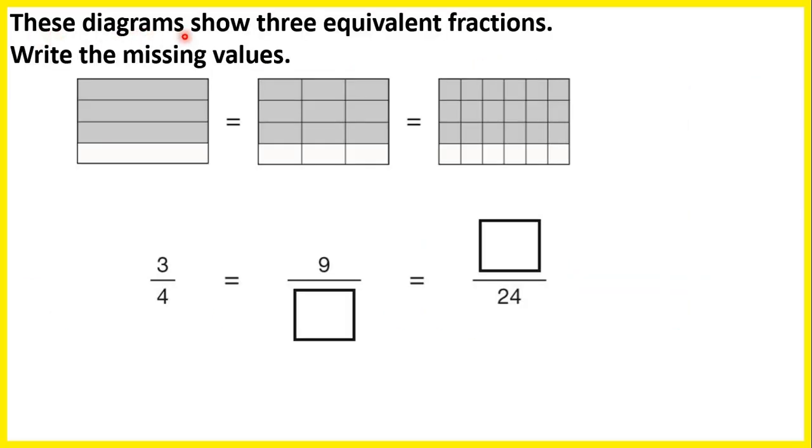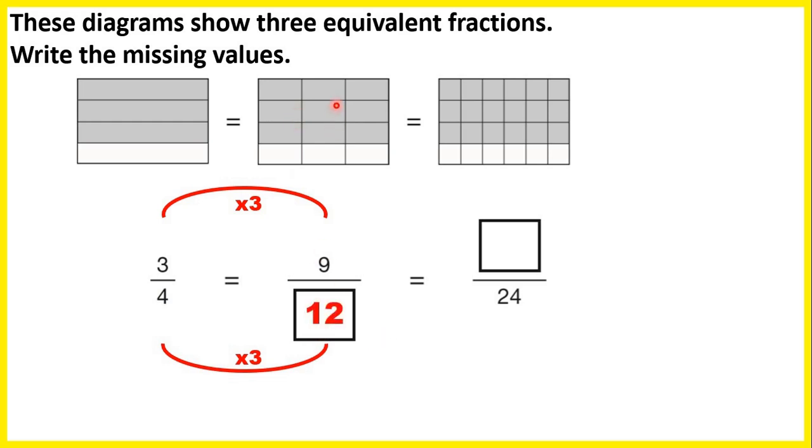These diagrams show 3 equivalent fractions. Write the missing values. Well, we could work this out even if we didn't have the diagrams, because we know that we can use multiplication to find equivalent fractions. So first, we need an equivalent fraction to 3/4, which has a numerator of 9. 3 times 3 is 9, so if we do the same to the denominator, 4 times 3 is 12.